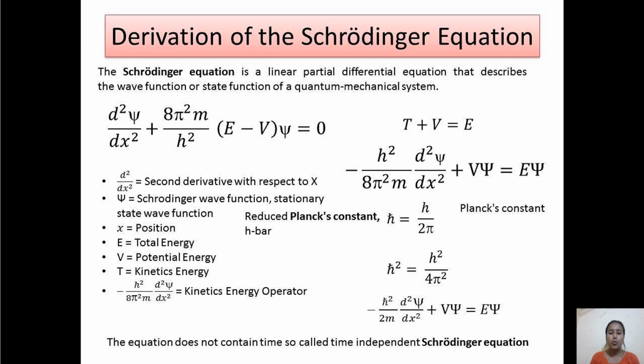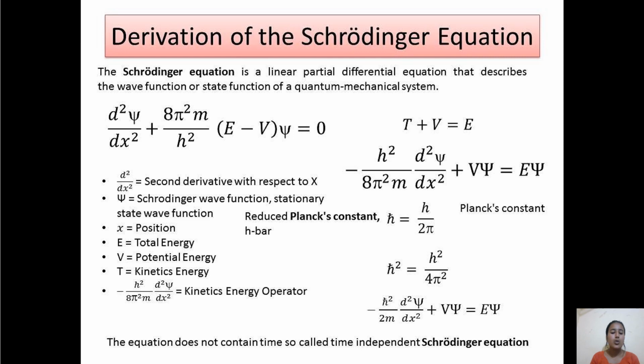ħ = h/2π, where h is Planck's constant. ħ² = h²/4π², so −(ħ²/2m) d²ψ/dx² + Vψ = Eψ. d²/dx² is the second derivative with respect to x. ψ is Schrodinger's wave function, the stationary state wave function, with reduced Planck's constant ħ. x is position, E is total energy, V is potential energy, T is kinetic energy, and −(h²/8π²m) d²ψ/dx² is the kinetic energy operator.